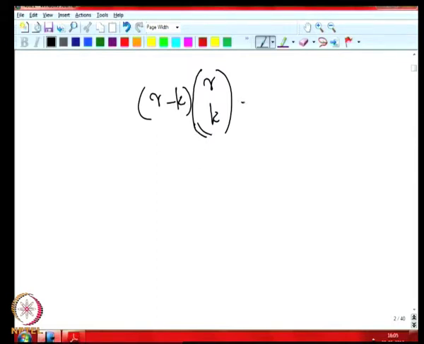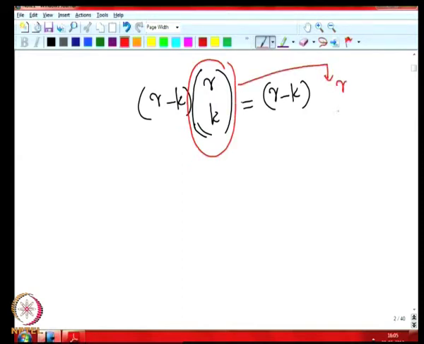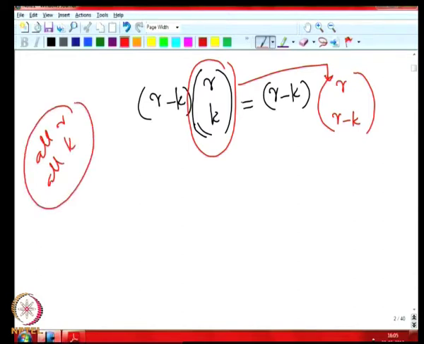First, we replace this r choose k by r choose r minus k, so we have r minus k into r choose r minus k. This is by applying the symmetry identity. I wrote it in red because the symmetry identity cannot be used for all r and all k; we have some restriction there, remember. But for the time being we just assume that we can do that. Suppose we can do that, then this lower index and this value have become the same.